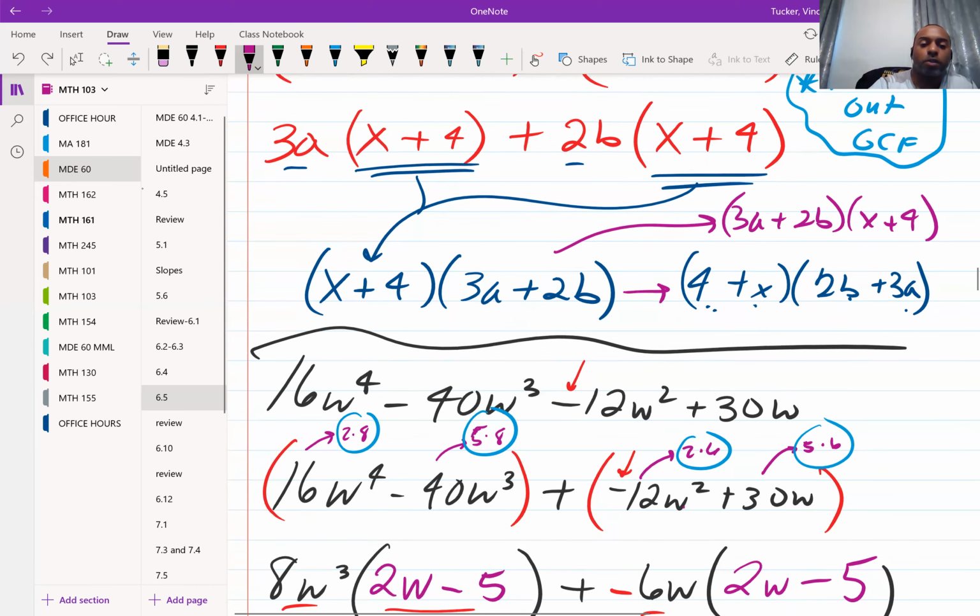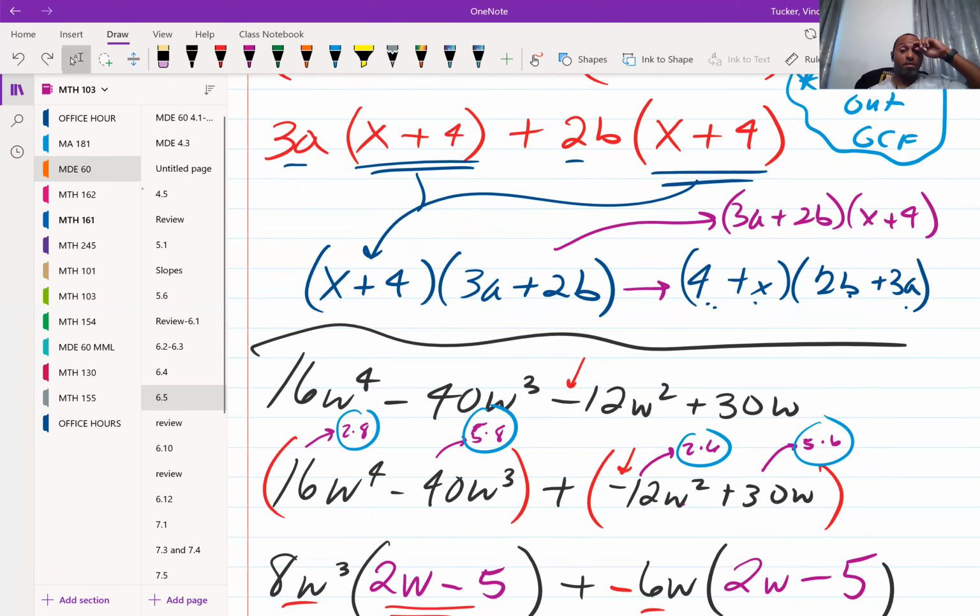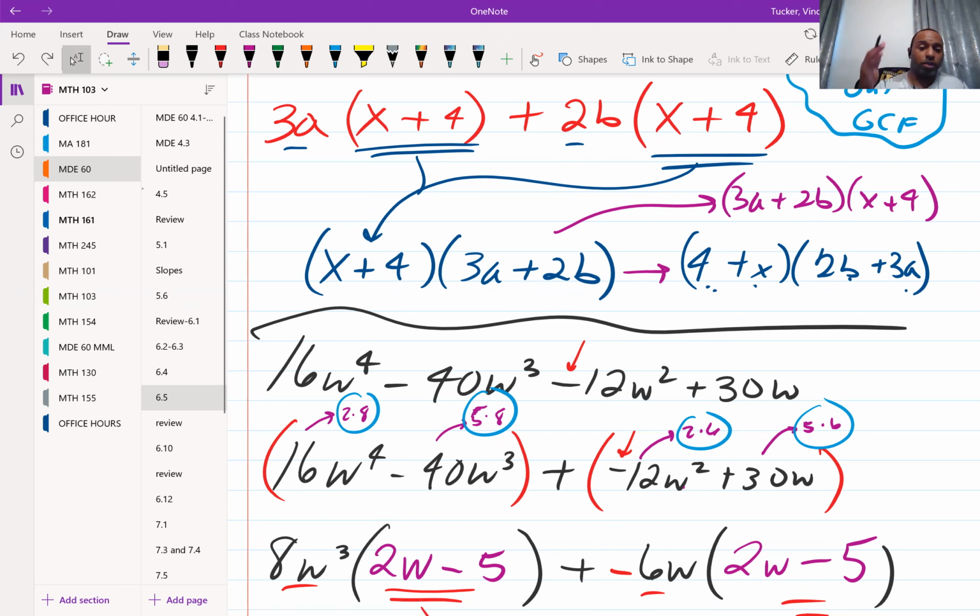All right. So 16W to the fourth minus 40W to the third. What I factored out was 8. So you notice 16 is 2 times 8. 40 is 5 times 8. So I pulled 8 out of each term. And then I pulled 3 W's from each term, which leaves me with 2W minus 5.